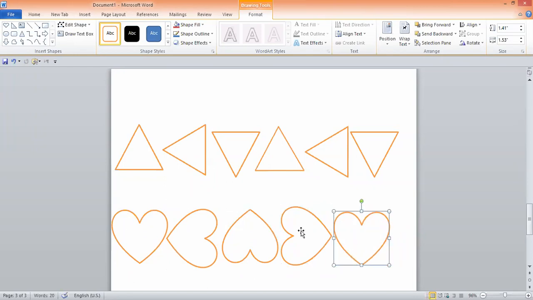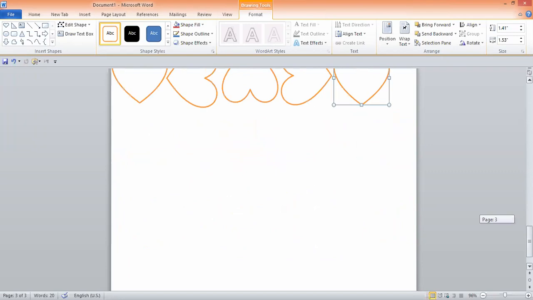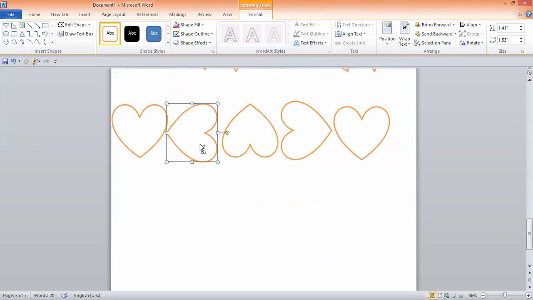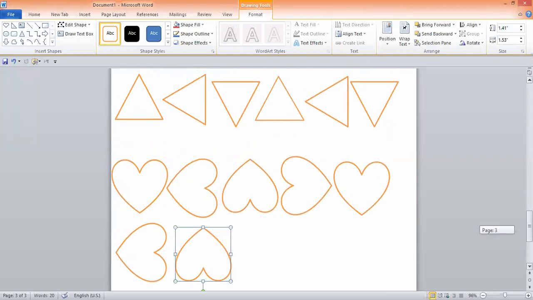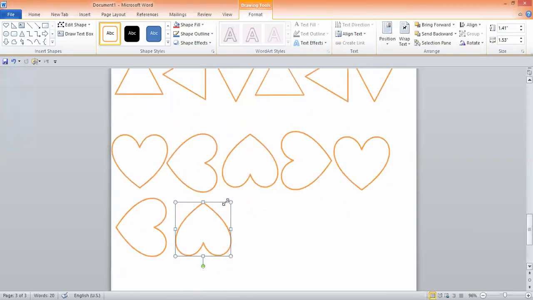How many boxes were there? Five, six. So the fifth will be again this, and the sixth will be again this. So this is how you will complete the heart in the clockwise direction. One, two, three, four, five, six. Is it clear, guys?